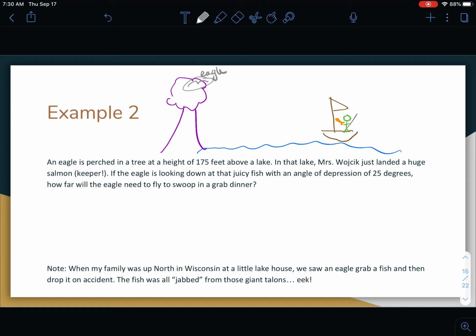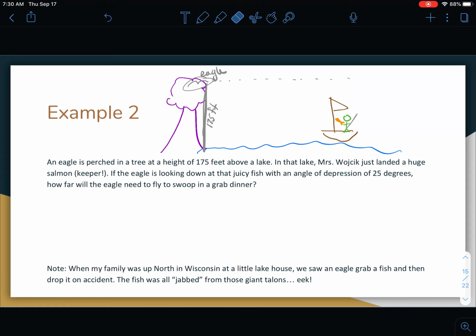Okay, here he is. Now let's see what's going on here. The tree is at a height of 175 feet above the lake. He's at the top of the tree, because of course we're dealing with a perfect world. So we're going to make this 175 feet above the lake. I just got a salmon. The eagle is looking down at that fish. So the eagle's eye, straight this way, right? And looking down at the fish.